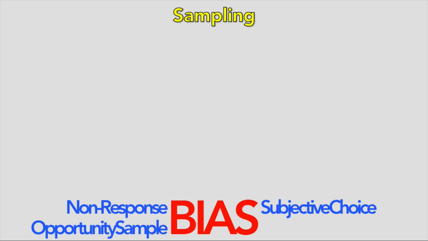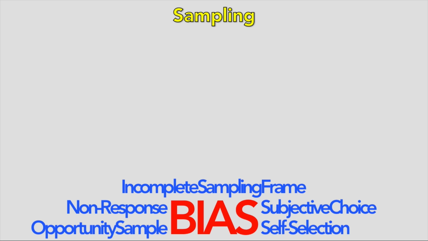Opportunity sample, where whoever's available at the time takes part. Self-selection, where again certain types of people who volunteer may affect the validity of the sample. And finally, an incomplete sampling frame, because it will exclude certain units or groups.